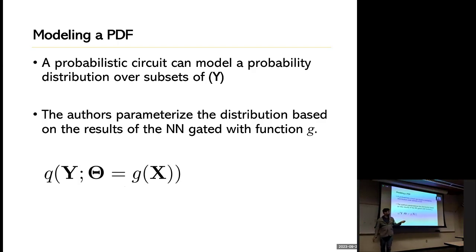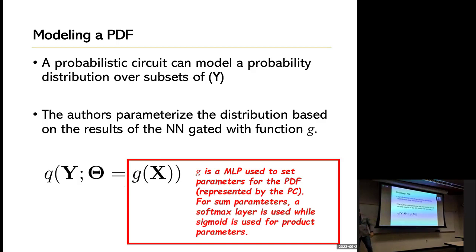So what is G? Well, they just use a simple multi-layer perceptron, and in the output layer of that, the parameters for the sum are done with a softmax layer, and the parameters used for the product are sigmoid. And this makes a lot of sense, right? Because it ensures that you have this mutual exclusivity and this independence property there.